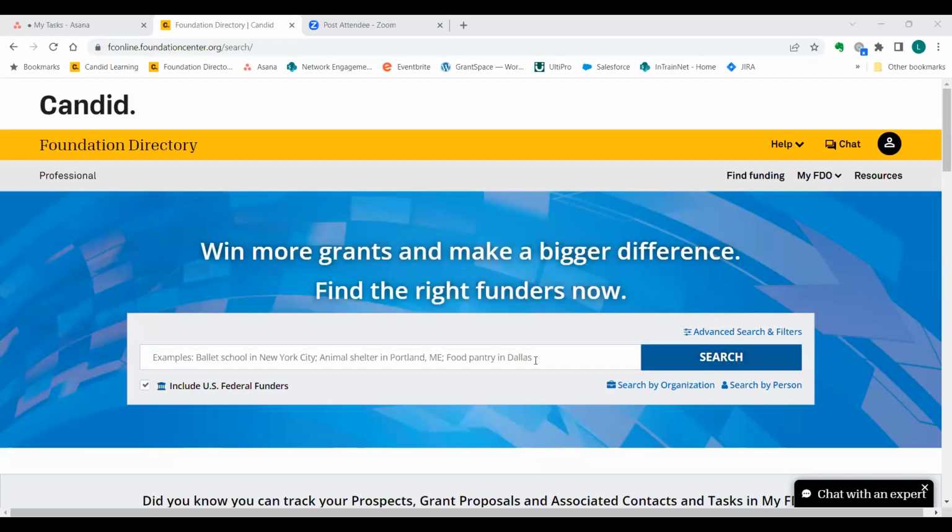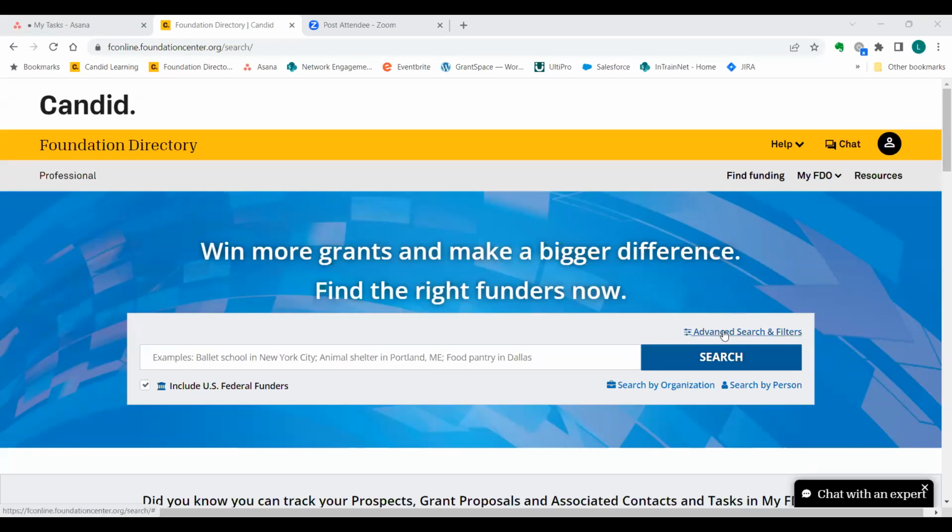Okay, so this is the front page of the directory. When you go in, this is what you'll see here. You could start a basic search from this page. Say, for example, I'm trying to fund a food bank in Los Cabos. But I always recommend that you start with the advanced search.